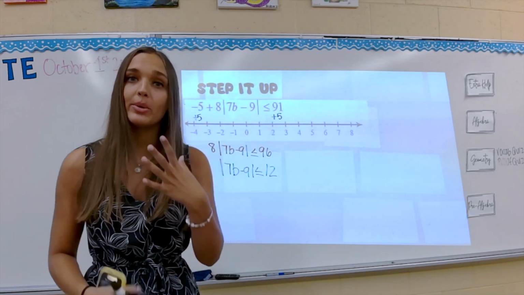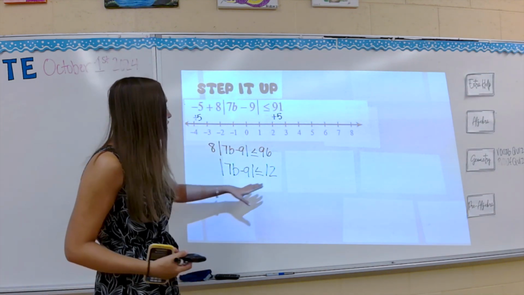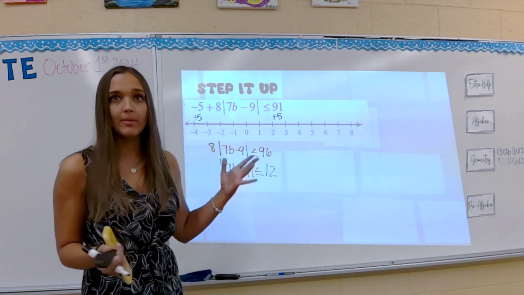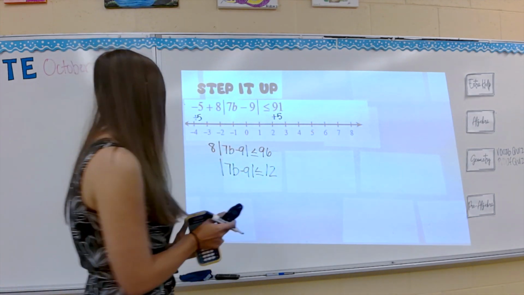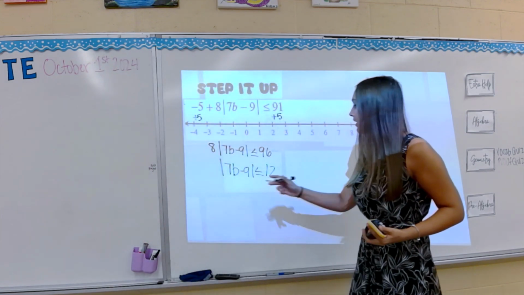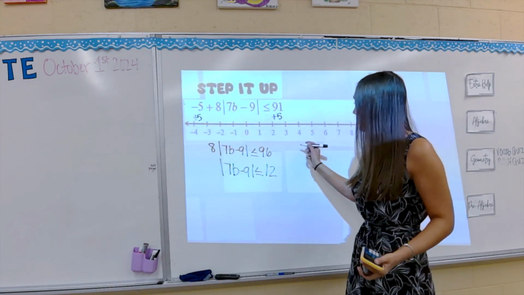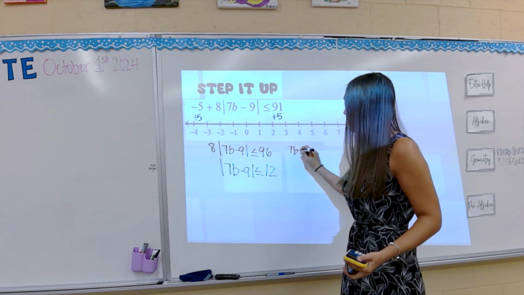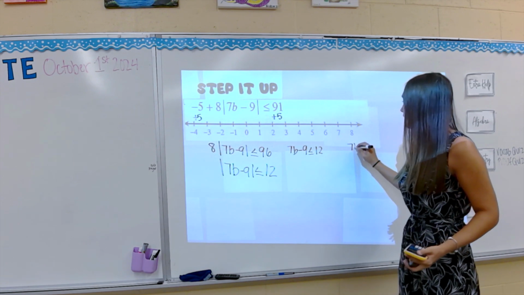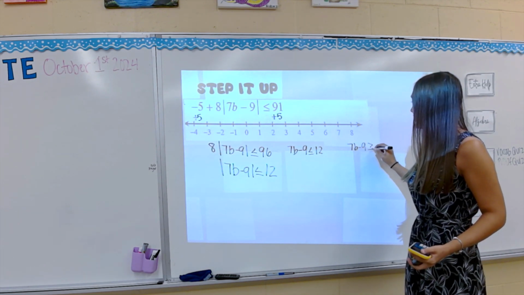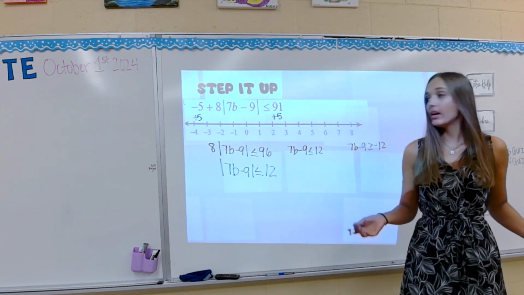We're all good. We can continue. I didn't divide by any negatives, so I didn't have to flip any signs yet. The 12 is positive, so I don't have to think about rare cases. A little spoiler alert, we're going to do that next. So I'm going to continue. I'm going to leave my absolute value inside as the same. So I'll have 7b minus 9 is less than or equal to 12, and I'll have 7b minus 9 is greater than or equal to -12. And I'll solve the two.